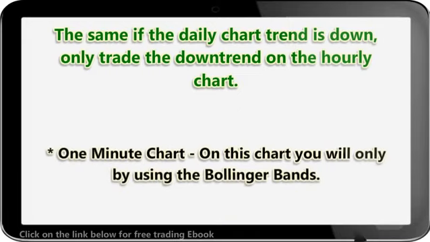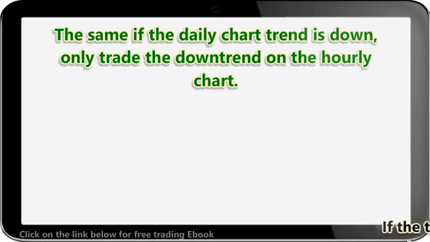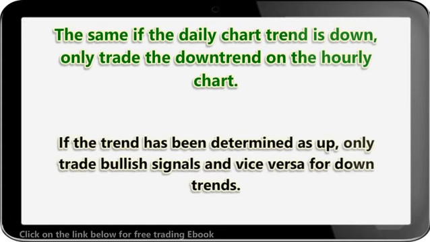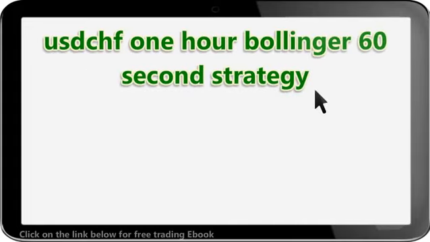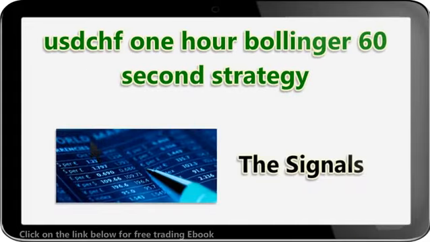1 minute chart. On this chart you will only buy using the Bollinger Bands. If the trend has been determined as up, only trade bullish signals and vice versa for downtrends. Use 1 hour Bollinger 60 second strategy, the signals.